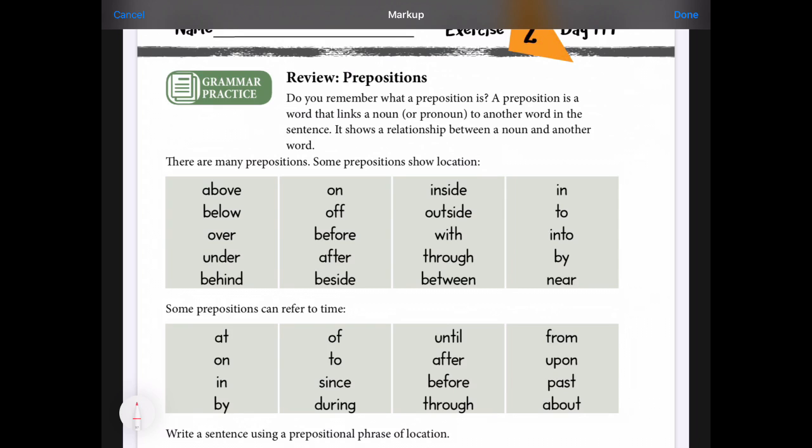A preposition is a word that links a noun or a pronoun to another word in the sentence. It shows a relationship between a noun and another word. There are many prepositions. Some prepositions can show location. If you're trying to figure out what part of speech a word is, and it's telling you where something is, it's probably a preposition. It could be words like above, off, to, through, behind, outside, near, far, away, all those different kinds of things.